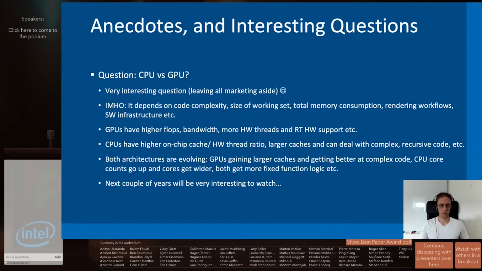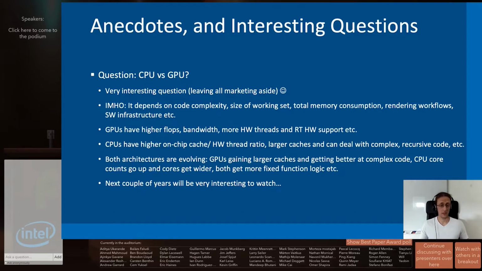Okay, CPU versus GPU. This is a very interesting question, and this is my personal opinion, and I leave all marketing aside, right? So what is the better architecture? In my personal opinion, it really depends on a lot of things, right? It depends on the actual code complexity of the rendering, the size of the working set during rendering, the total memory consumption needed, the entire rendering workflow, and the actual software infrastructure that people are using. So it's very hard to say which is the better one, right?